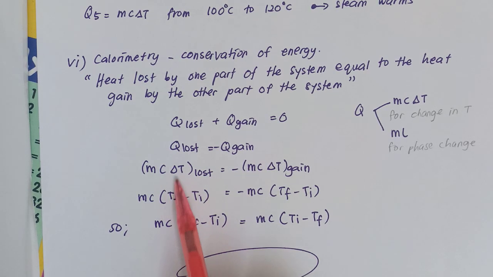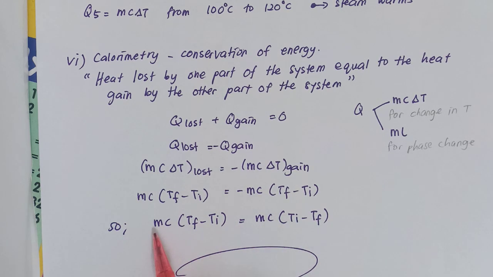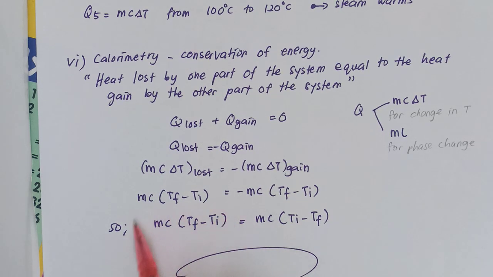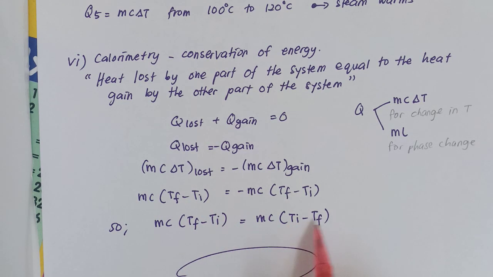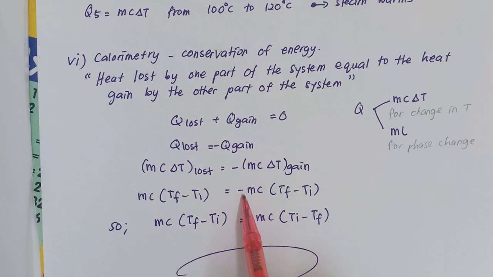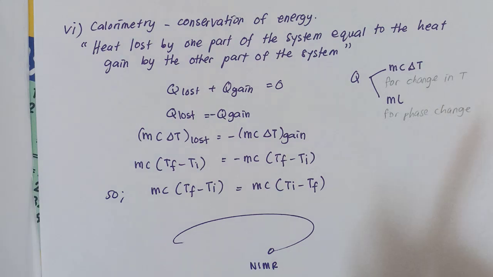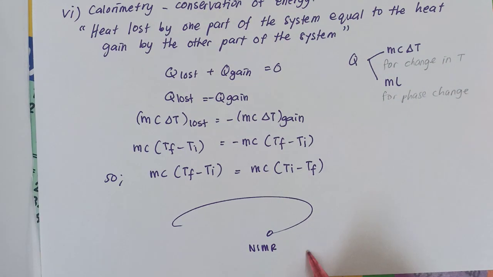Delta T means final temperature minus initial temperature on this side also, but because of this negative sign, you can change it. Now it becomes mc(Tf minus Ti) for the lost part on the left, and it becomes mc(T initial minus T final) on the right because your negative sign is there. So that's all from me for chapter 13. Thank you.